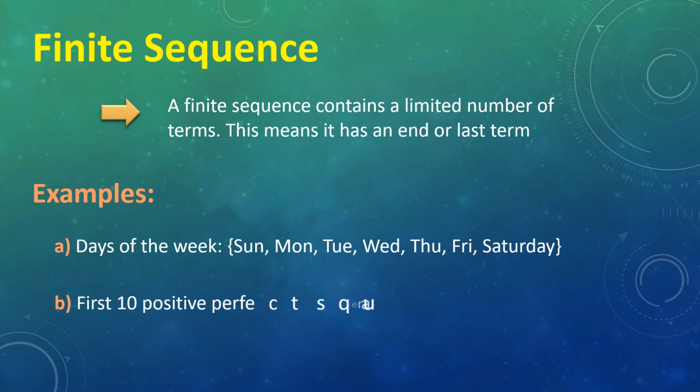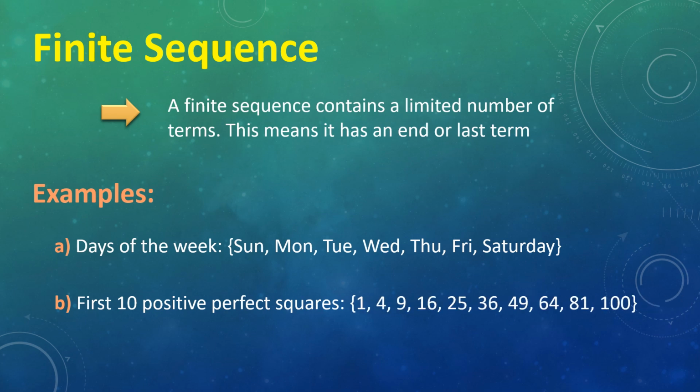Example letter B. First 10 positive perfect squares. Why do you think this sequence is finite? That's correct, because it only talks about the 10 positive perfect squares. 1 being the first term, 4 being the second term, and so on until 100 being the 10th positive perfect square.